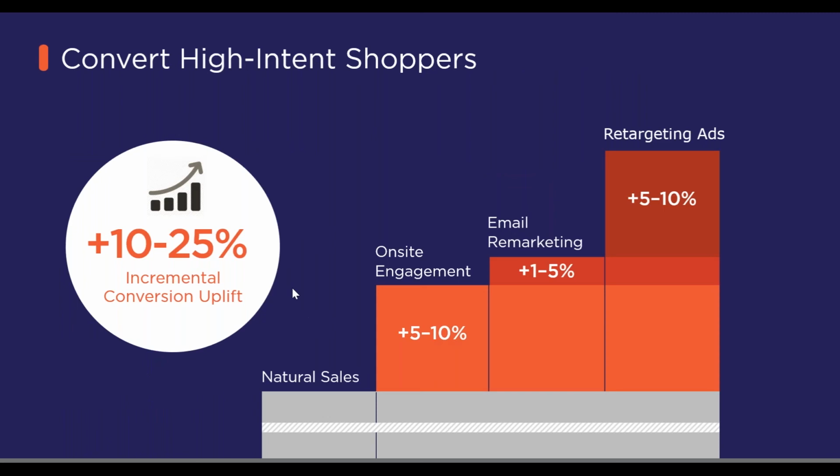So just wrapping up, you've seen how different technologies and solutions can be applied across the customer journey to provide conversions to these high-intent shoppers that come to your site, leave your site, and are exploring around the internet. For the various solutions, on-site engagement adds 5 to 10% in terms of incremental conversion uplift. Our email remarketing solution adds another 1 to 5%, and then finally retargeting adds another 5 to 10%.